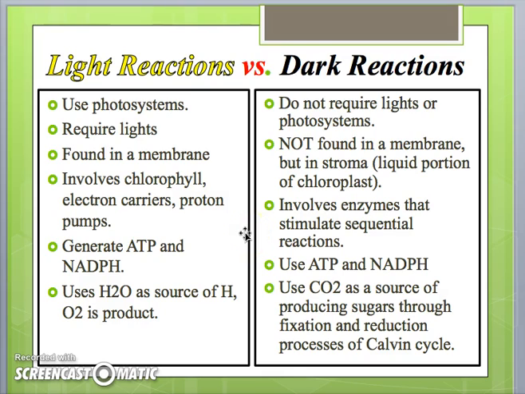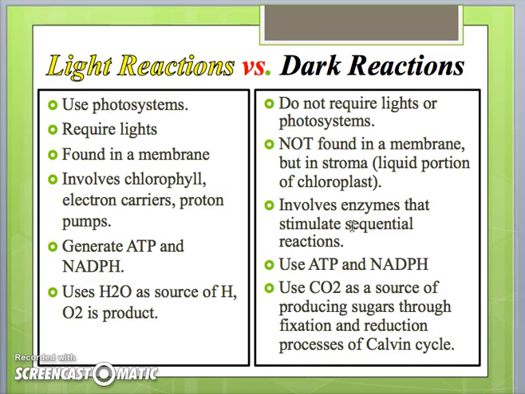But on the other side, dark reactions do not require any light or photosystems. They're not found in the membrane, but in stroma. It involves enzymes that stimulate the sequential reactions for the Calvin cycle.